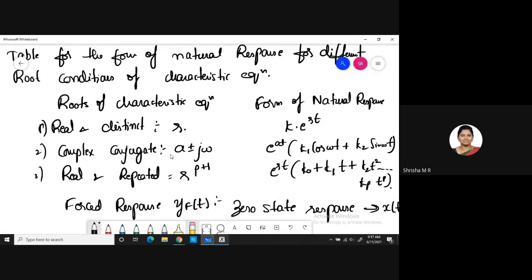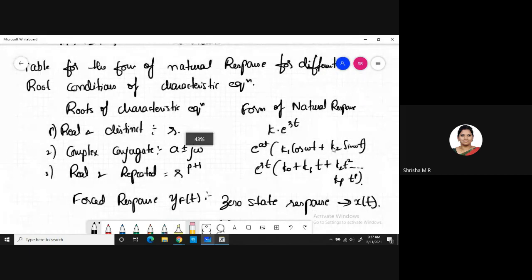If they're complex conjugate, of the form a plus or minus j omega, you'll have e power at into k1 cos omega t plus k2 sin omega t. If the roots are real and repeated, then there is one more method of solving that. It is r to the power of p plus 1, and you'll have e power rt into k naught plus k1 of t, like that.